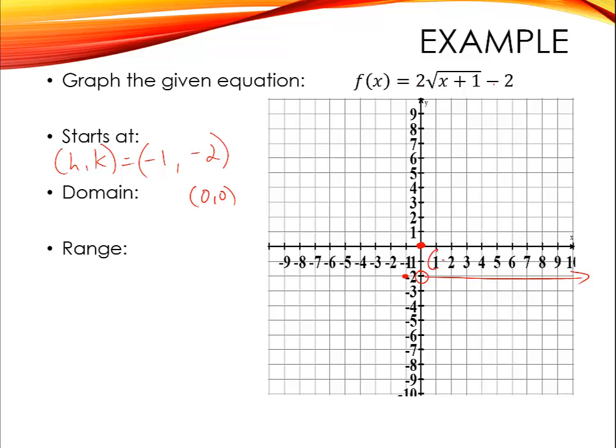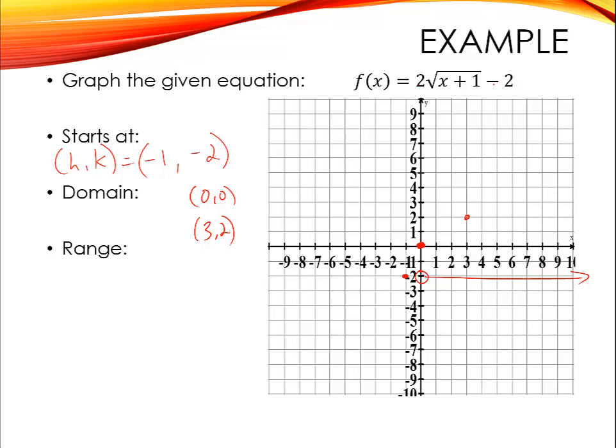If you plug in 1, 1 plus 1 is 2. You can't take the square root of 2 and get a whole number, so skip it. Plug in 2. 2 plus 1 is 3. You can't get a whole number with that, so skip 2, and plug 3 in. 3 plus 1 is 4. That'll work out. So the square root of 4 is 2. 2 times 2 is 4. 4 minus 2 is 2. So our next point would be (3, 2).